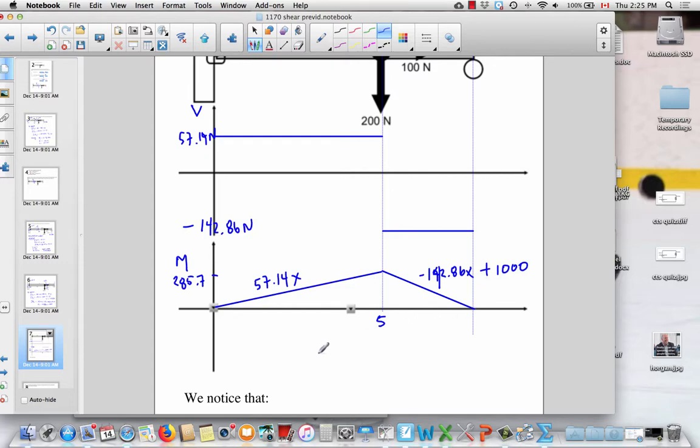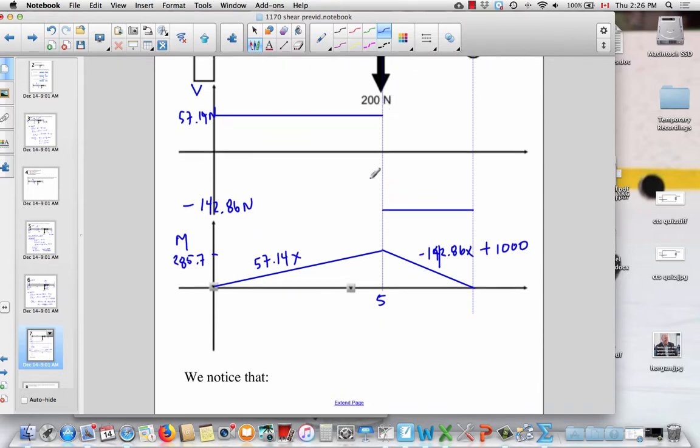So we notice a couple of things. There is a jump in the shear that's exactly 200 newtons, which is exactly the same as that sideways applied force. So the discontinuity in the shear force equals the sideways component of the point load. Okay, so it jumped by 200 newtons at that point.